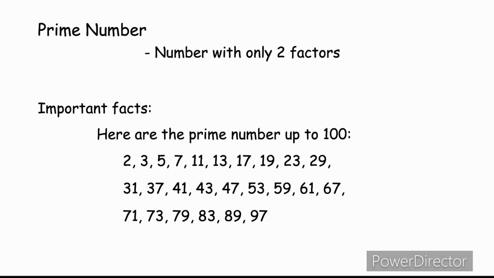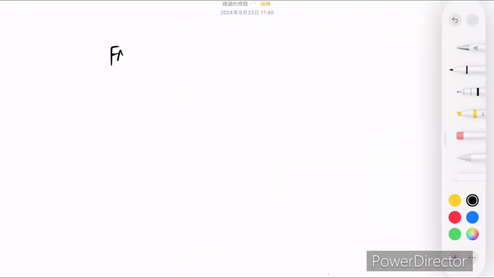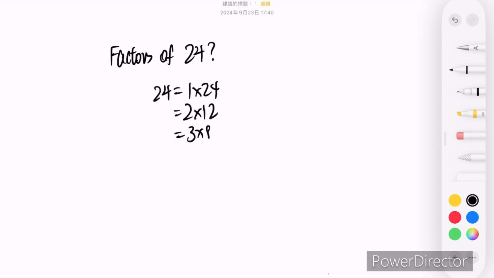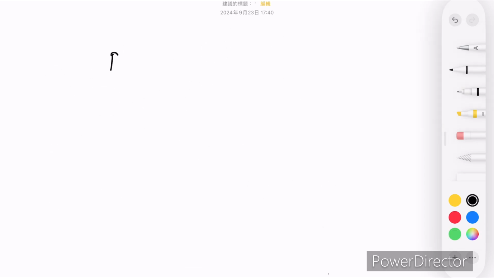And obviously, you may ask, what's the point of primes? Primes basically exist for when you are finding something called prime factors. The difference between prime factors and factors is that we express numbers as a product of prime numbers when finding the prime factors of a number. For example, the factors of 24 are 1 times 24, 2 times 12, 3 times 8, 4 times 6, so it will be 1, 2, 3, 4, 6, 8, 12, and 24. However, if we wanted to find the prime factors of 24, it will be 2 times 2 times 2 times 3.